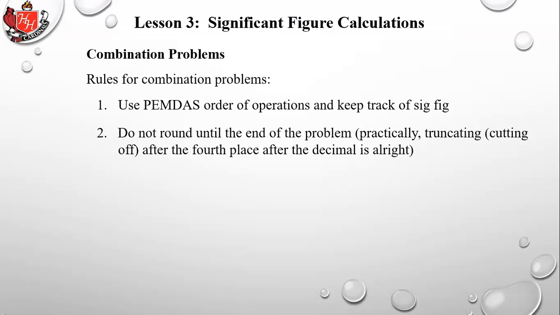No. For all practical purposes, we're not going to be dealing with more than 4 digits after the decimal when it comes down to significant figures. So you can go ahead and just chop off anything that comes after the 5th, 6th, 7th number after the decimal. That's what truncate means. Then you assign the correct Sig Fig only at the end of the problem.